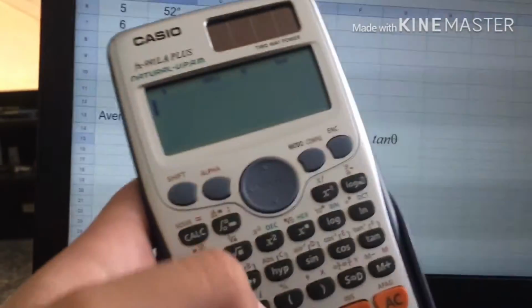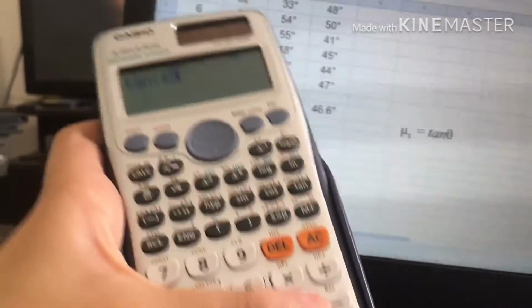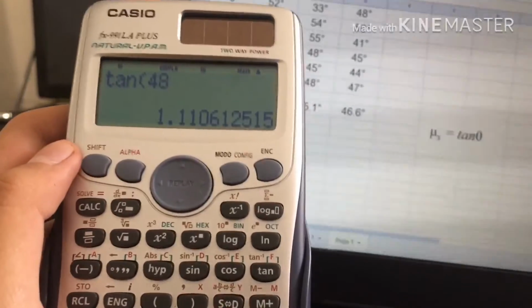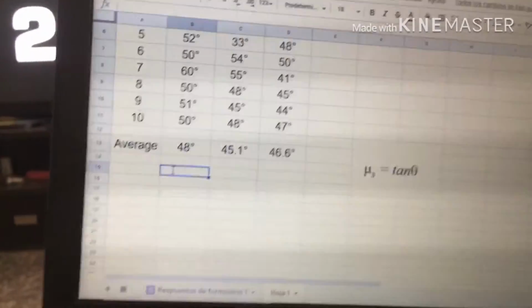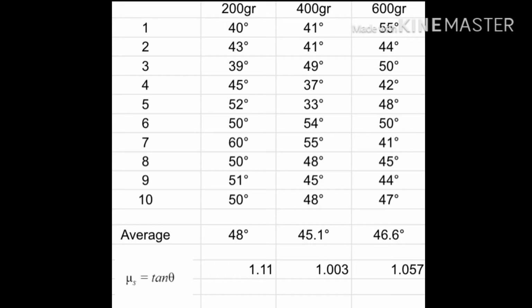Now, to get the static friction, we have to use the formula tangent of the angle. First, for the 200 grams, you put tangent of the angle you got, in our case 48, and our result is 1.11. You repeat the whole process again. For the final results, we can see that the static friction is not exactly equal, but it varies in a very similar way. So it is true that static friction depends on the material and not on the mass.